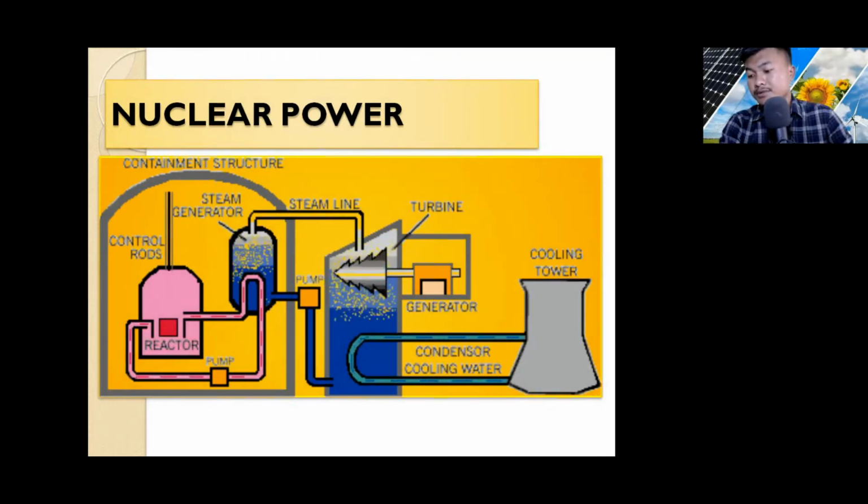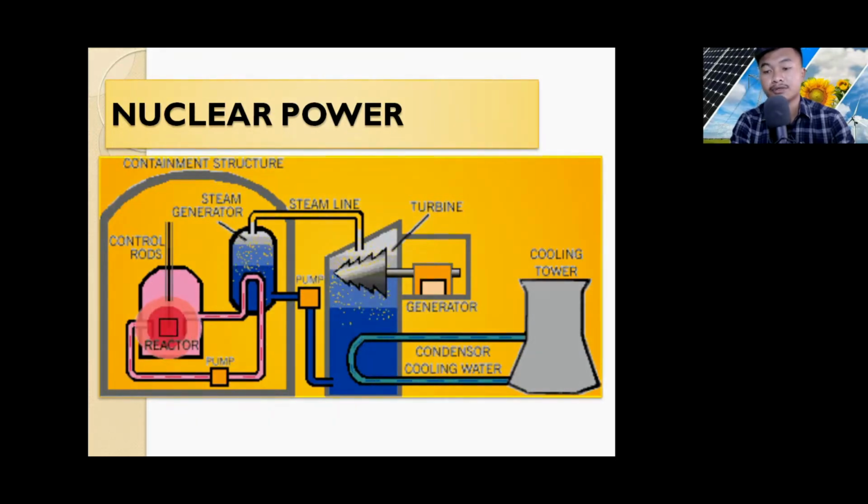The uranium is split into two, and as this happens, energy is released in the form of radiation and heat. This nuclear reaction is known as fission, or atomic fission. And thereby we generate energy after releasing this radiation and heat.